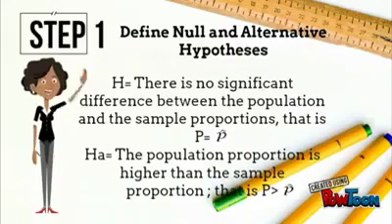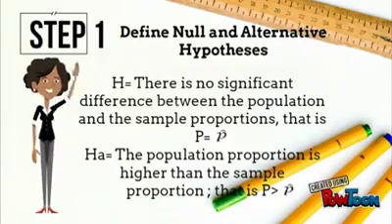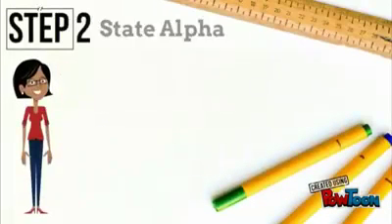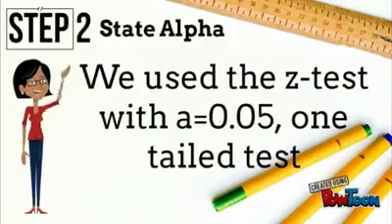Step 1. Define null and alternative hypothesis. Null hypothesis. There is no significant difference between the population and the sample proportions, that is, p is equal to p hat. Alternative hypothesis. The population proportion is higher than the sample proportion. Step 2. State alpha. We use the z-test with alpha equal to 0.05 and it is a one-tailed test.